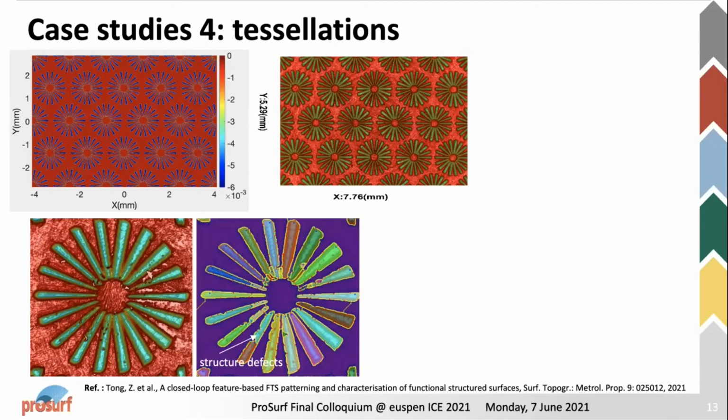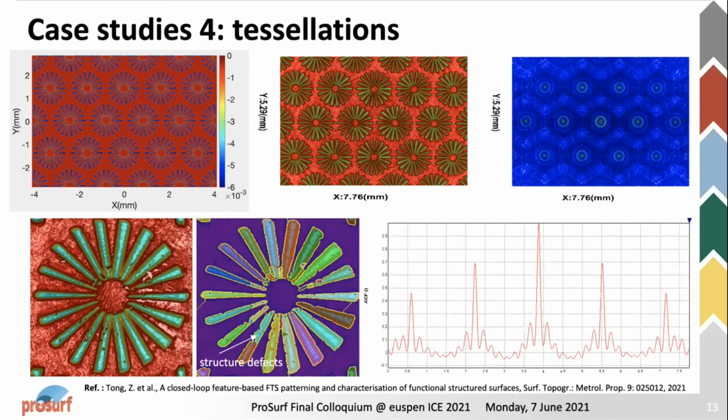The segmentation method can then be used to analyze each feature, and the surface defects and structure defects of this radiant line can be quickly identified by the analysis of feature error information. The areal autocorrelation function can also be used to analyze the distribution of radiant features. This detailed work has been included in the Emerging Leaders collection of Surface Topography 2021.